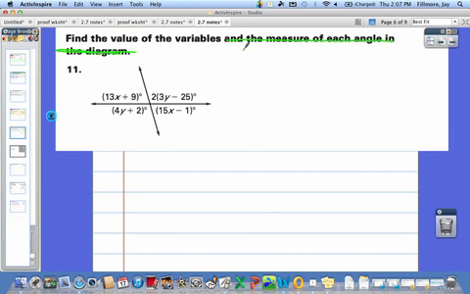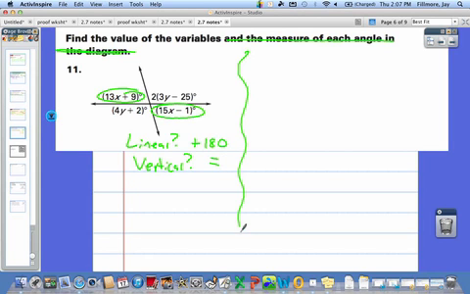So let's solve for x first. Our x's are here and here. Well, those x's, the question is, are they linear, which means they add to 180, or are they vertical, which are equal? Well, they're vertical because they're across from each other, not next to each other. So we're going to set them equal to each other. 13x plus 9 equals 15x minus 1. If they were linear, if they were next to each other, we would add them to equal 180.